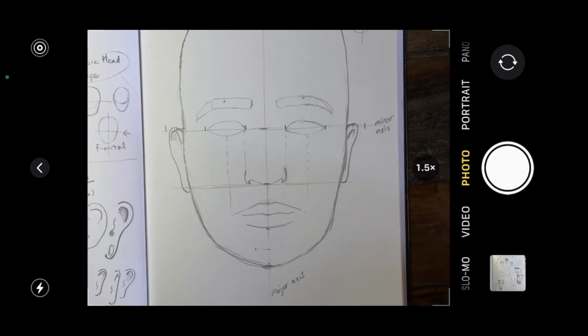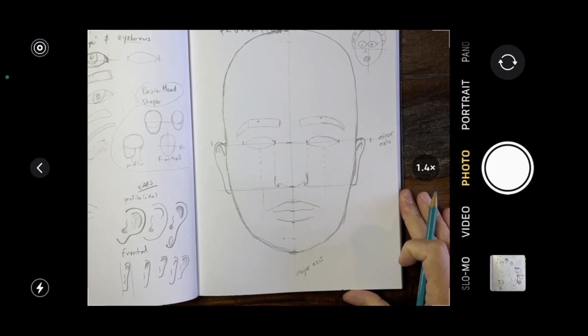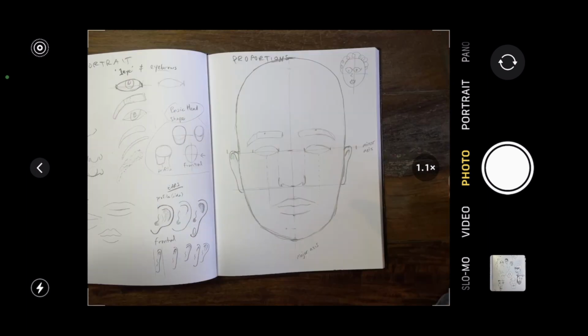Okay. Now check this out, ladies and gentlemen. This is where I want you to end up. And the head may look giant to you right now.